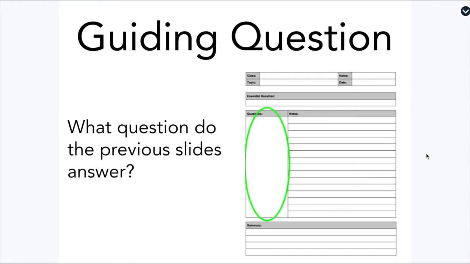All right, what question do the previous slides answer? Pause the video and add a guiding question.